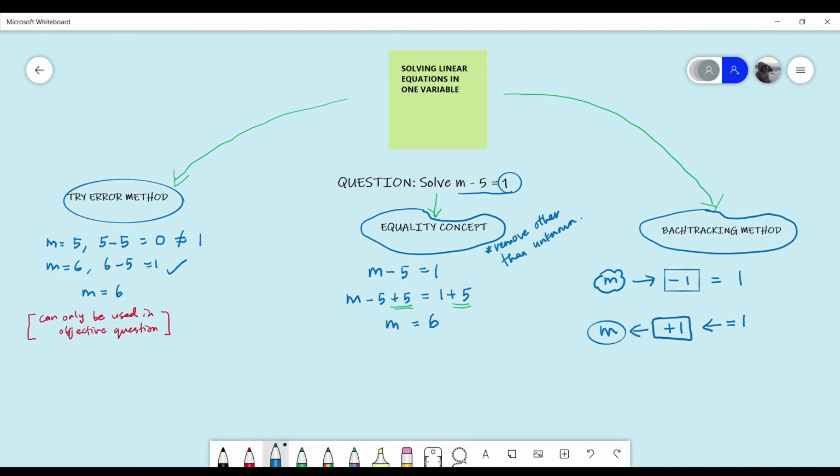Okay, so to get the value of m from our backtracking method, we have 1 plus 1, which is equal to... why 1 again? 5 actually, I'm sorry. So 1 plus 5, then the answer will be 6. Okay, so you have the same answer using all the three methods. M is equal to 6.